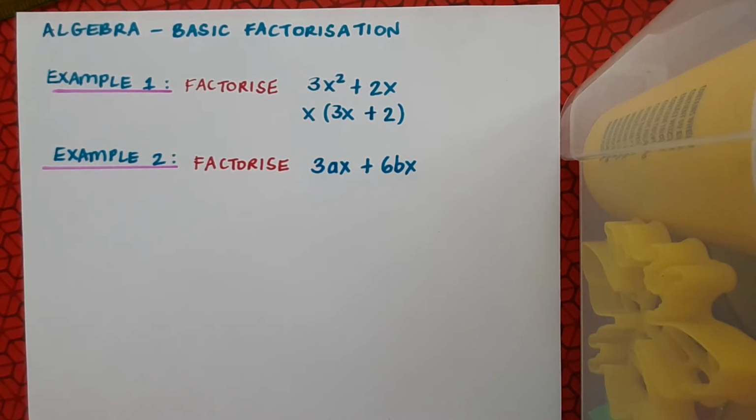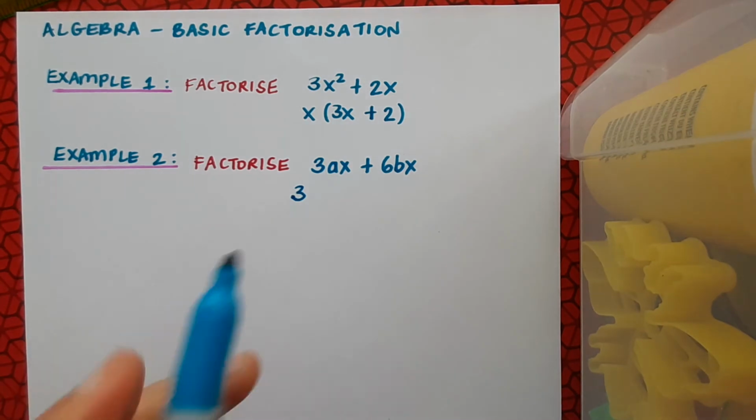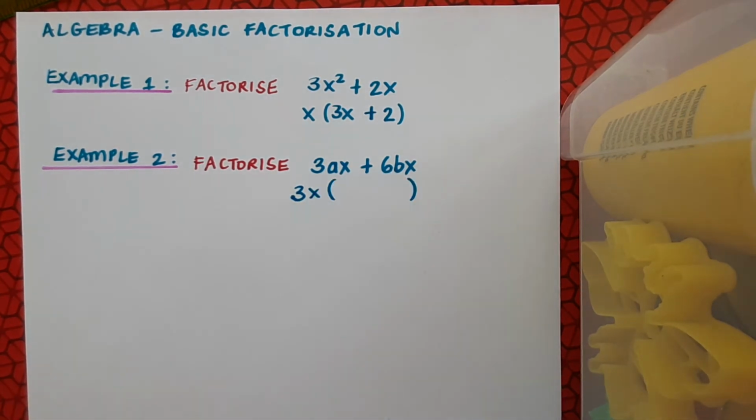So there is a common factor for 3 and 6. 3 goes into both of them. So 3 is definitely going to go on the outside of my bracket. And when I have a look, I also have a variable in common, which is x in this case. That's all I can take out, so then I put my bracket.